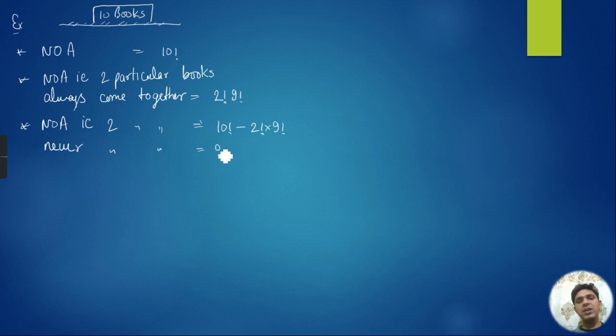If we solve it, we can take factorial 9 common here. So this will be 10 minus 2. If we open it, we will get 8 multiplied by 9 factorial, right? So in this question we discussed three things: how to calculate the number of arrangements, how to calculate the number of arrangements such that two particular books are together, and the number of arrangements such that two particular books never come together, right? Okay, let us take one more example for better clarity.